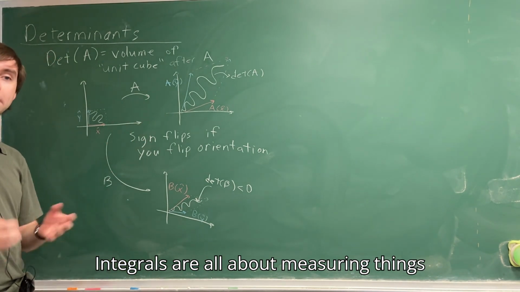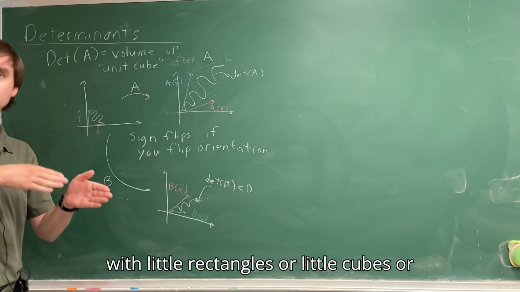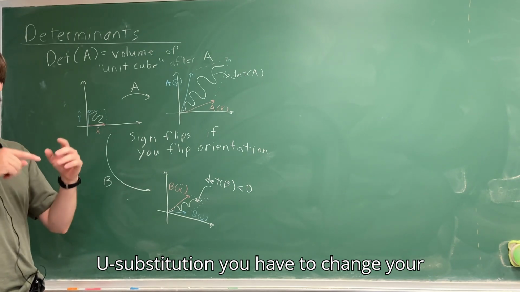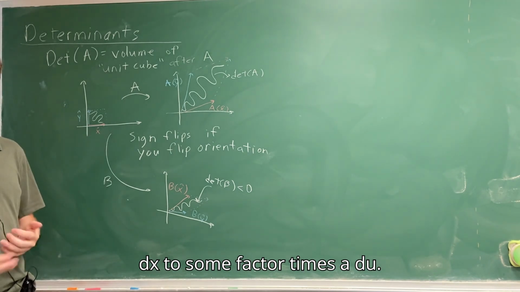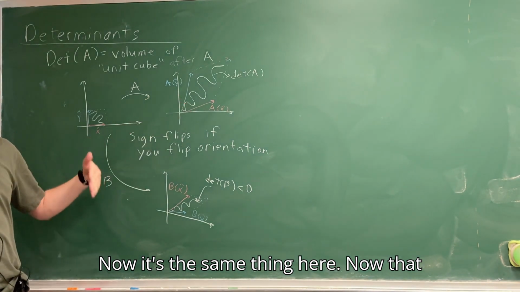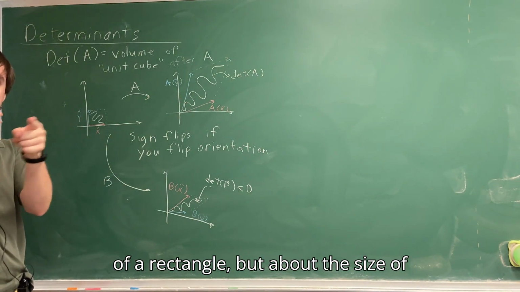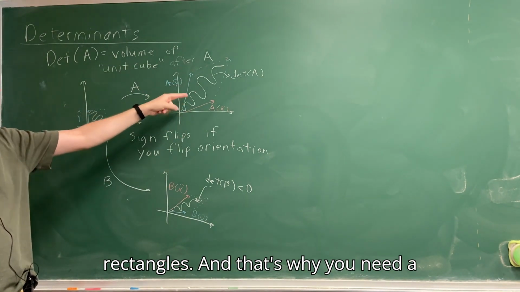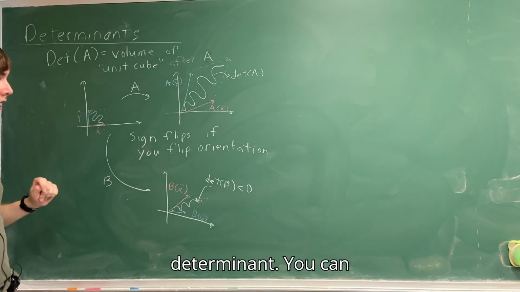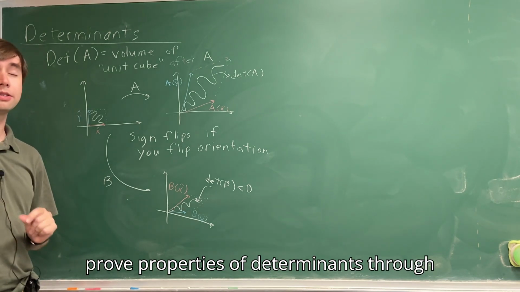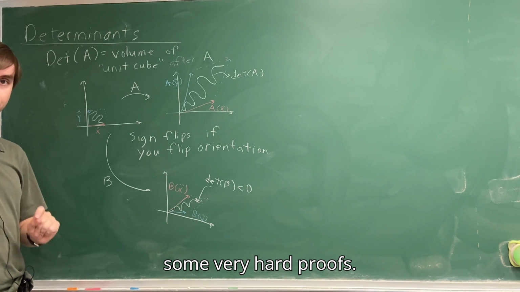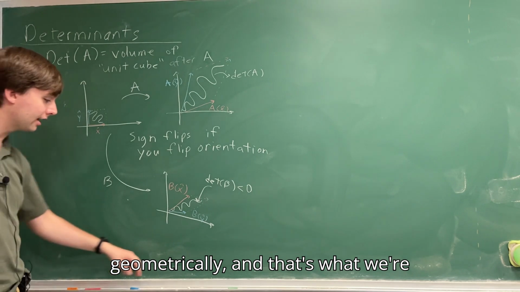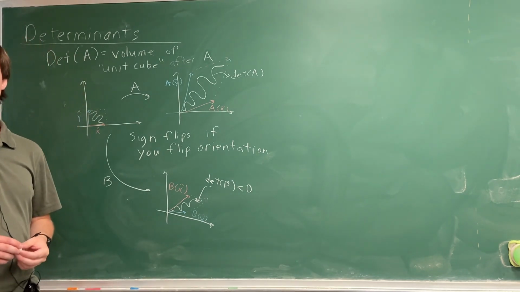Integrals are all about measuring things with little rectangles or little cubes or things like that. That's why under u substitution, you have to change your dx to some factor times the du. Now it's the same thing here. Now that volume factor isn't just about the width of a rectangle, but about the size of multiple variables defining your rectangles, and that's why you need a determinant. You can prove properties of determinants through some very hard proofs. You can eyeball them pretty easily geometrically, and that's what we're going to talk about right now.